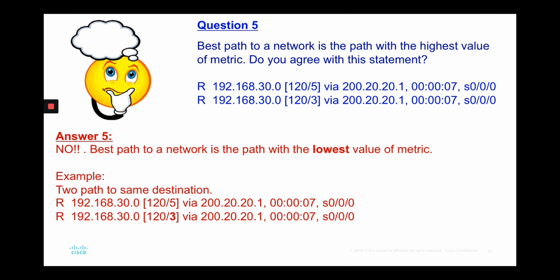Okay, so two paths to the same destination. Which path is the router going to choose? Both are the same protocol, both route to the same destination network, and both have the same administrative distance. So this round, the router is going to choose the lowest metric. So 5 compared with 3. Which one is the lowest? Of course, this path will be the lowest. So the router is going to choose this path to route to the destination.